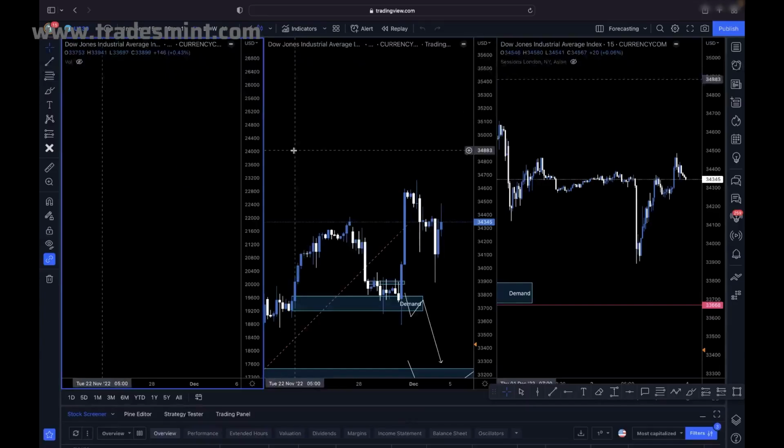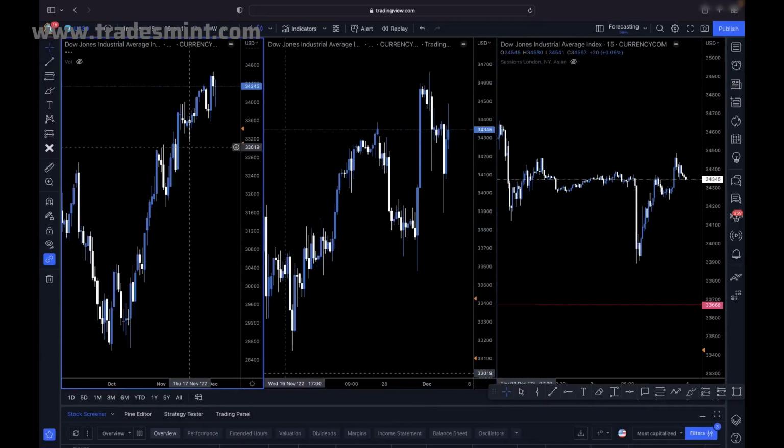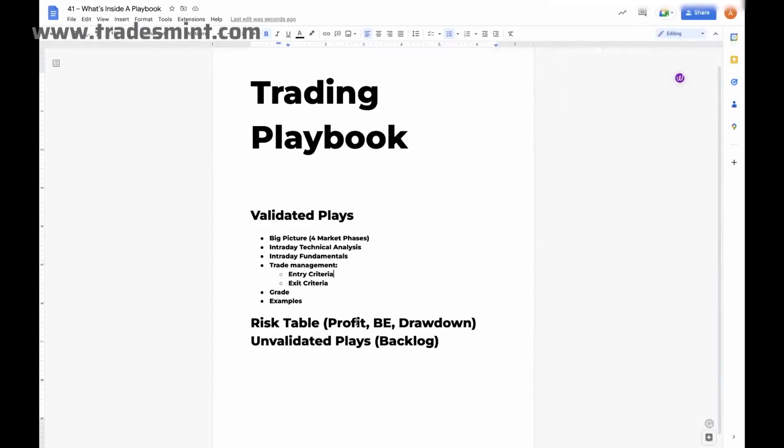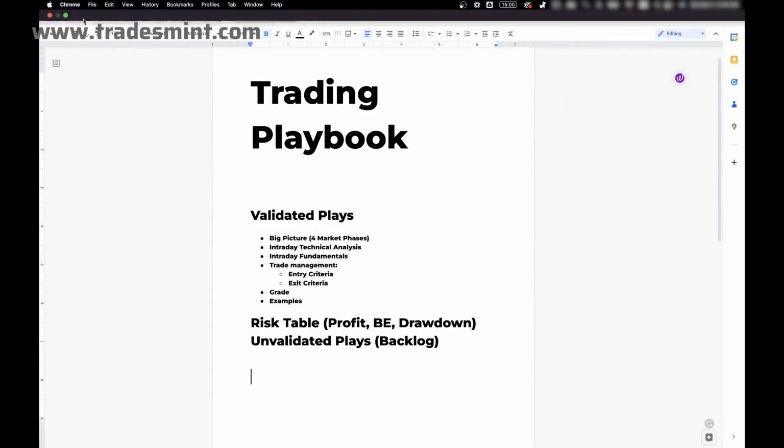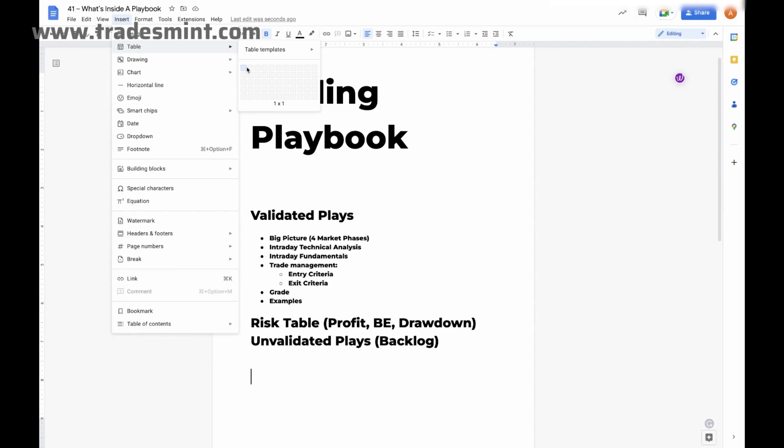Okay. So this was one of my favorite setups. I actually traded this live. All right. So what I would do if I were you, I would just create a table. So you can create a table, and in your table, you're going to have, all right.